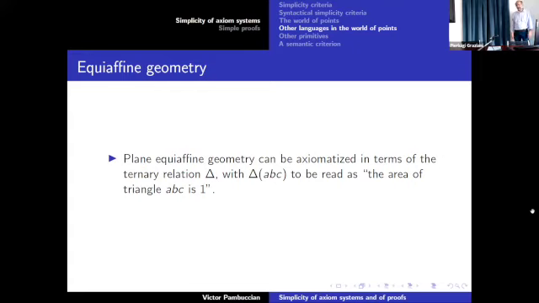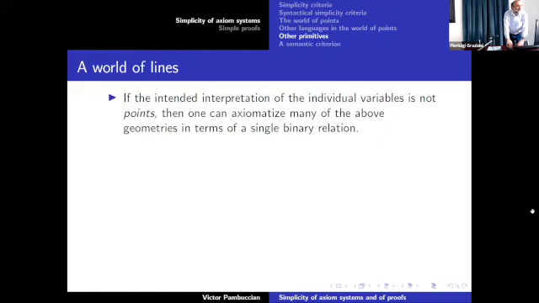Equiaffine geometry, which is the affine geometry in which you can express it in terms of the group of transformations, are the affinities which preserve area. That can be axiomatized in terms of just the ternary relation delta, where delta means that the area of triangle ABC is 1. Now, what if we move away from points?